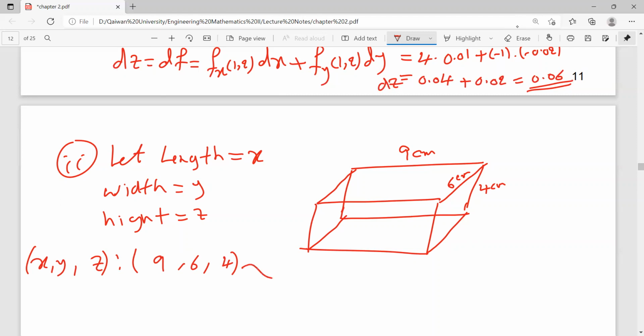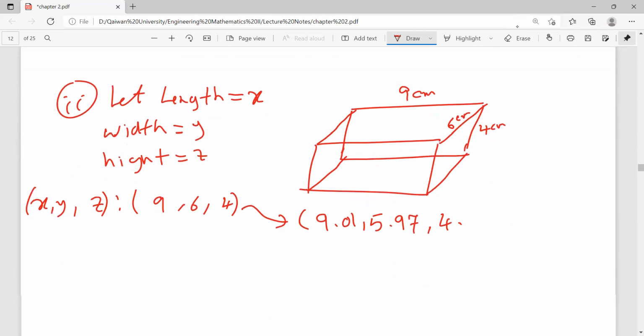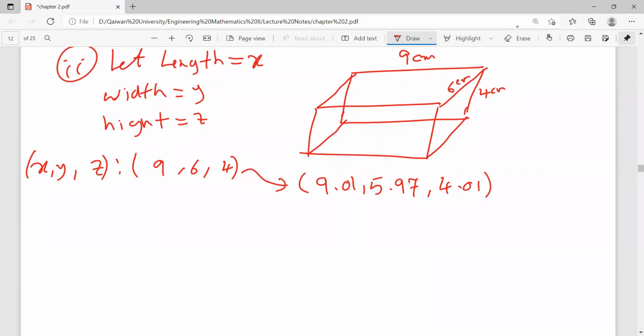It's changed to 9.01, 5.97, and 4.01. Is it? Yes. Look, that means x is changing from 9 to 9.01, y is changing from 6 to 5.97, and z is changing from 4 to 4.01. Sorry. Let's write down dx, dy, and dz.